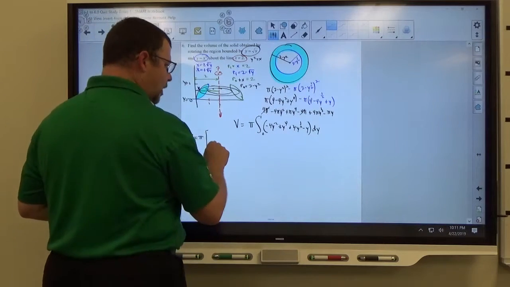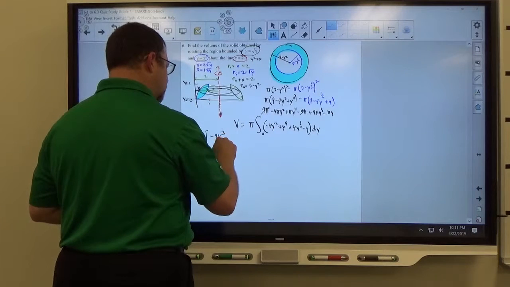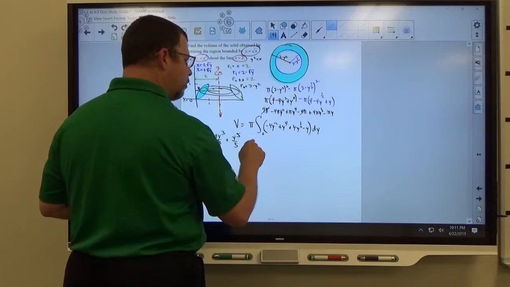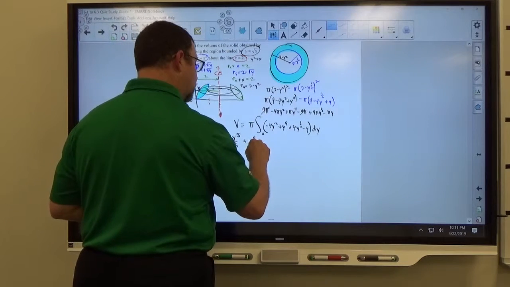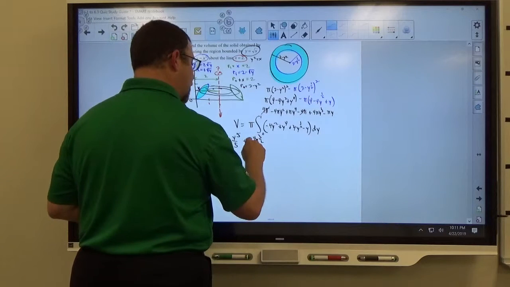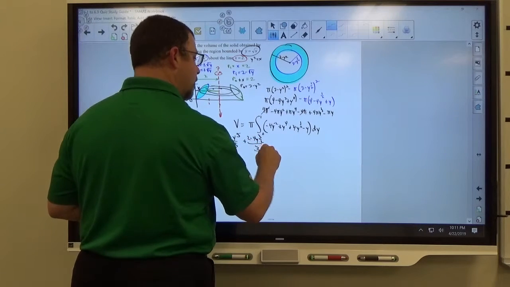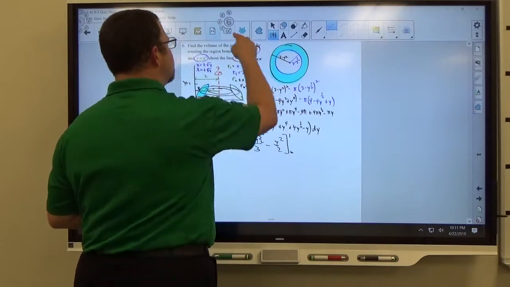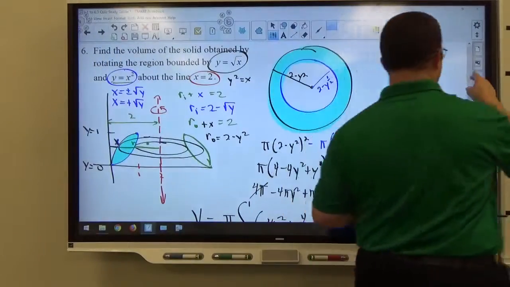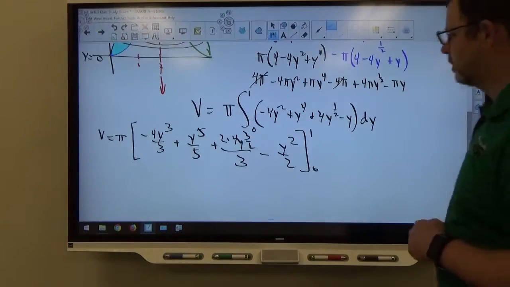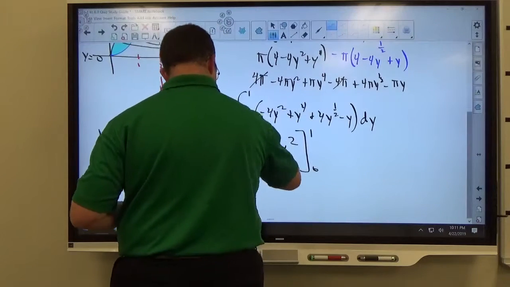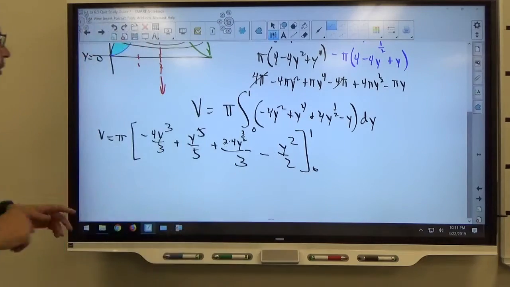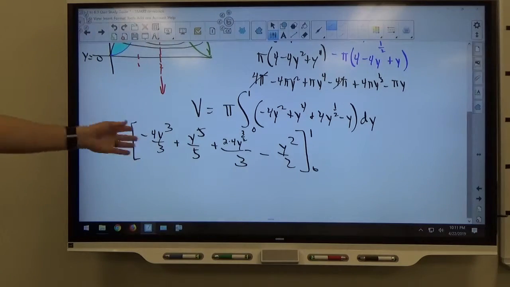So negative 4y squared becomes negative 4y cubed over 3. Y to the fourth becomes plus y to the fifth over 5. 4y to the half becomes 4y to the 3 halves over 3 halves, which is times 2/3. And then y is y squared over 2, going from 0 to 1. I'm going to change this to that way so I can write easier. That is really sloppy. Here we go. So if I put 1 in, I'm going to get a bunch of values. If I put 0 in, I'm going to get a bunch of zeros.